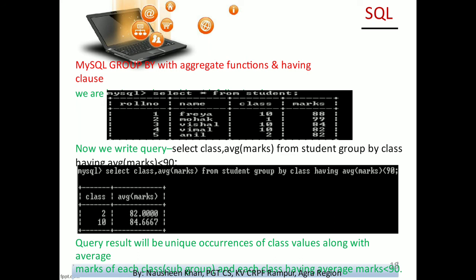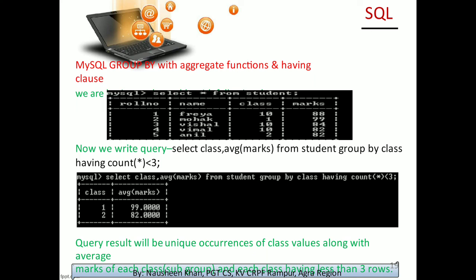Now here we will get the records where average marks is less than 90. Only those records whose average marks is less than 90. Now see another example. SELECT class, AVG(marks) FROM student GROUP BY class HAVING COUNT(*) < 3. Now again we have applied another aggregate function over here and the result is only those rows which had number of occurrences less than 3.